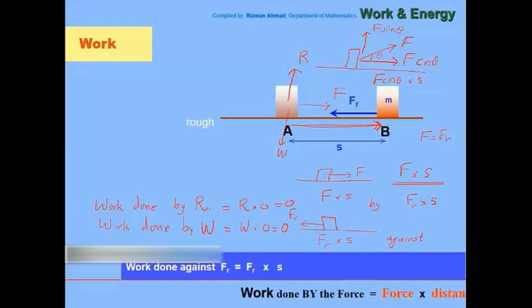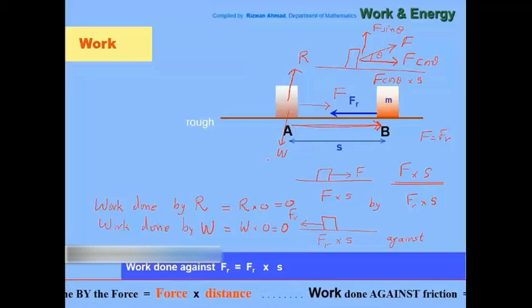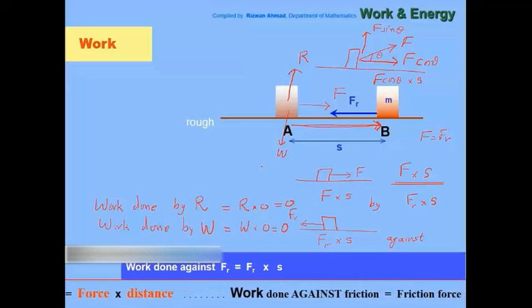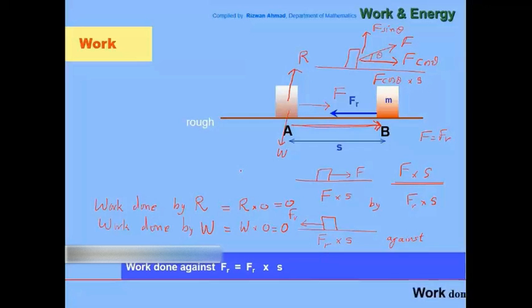Yes, thank you. And similarly for the weight. Weight is also perpendicular to the direction of motion. So it means the work done by the weight will also be 0. Sometimes we use the term gravity instead of the weight, especially in physics. So we say work done by gravity is 0 in this case.